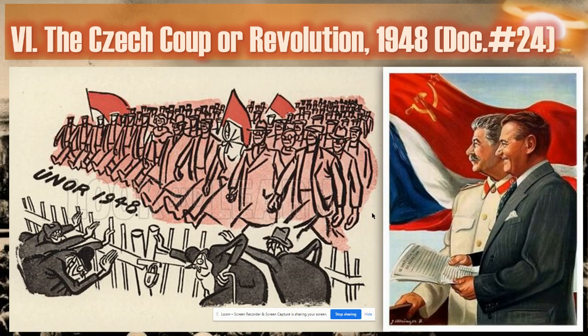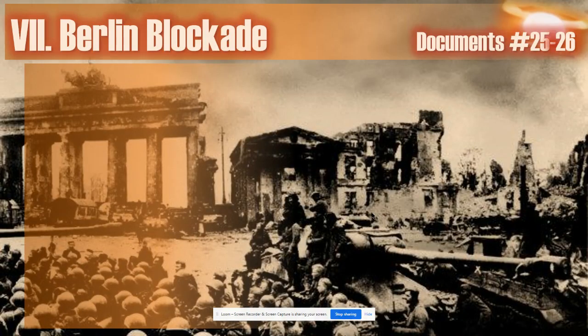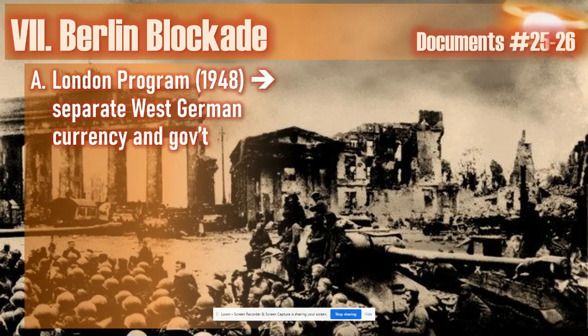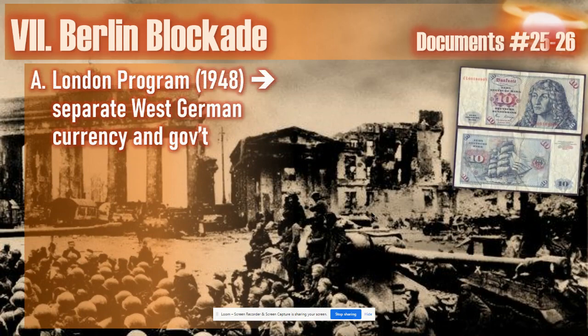All right, you should at this point have completed document number 24. Okay, the next portion is where this is really going to show itself to intensify the conflict: what happens with the city of Berlin. But let me provide the backdrop for this.